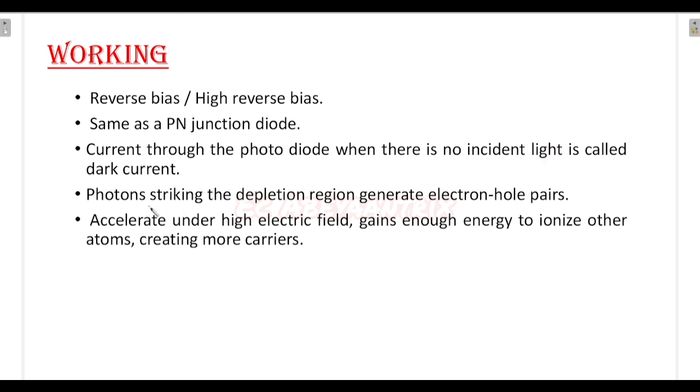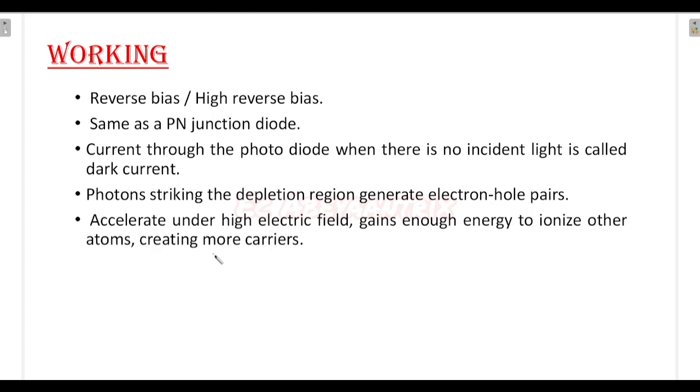And as a result of light, the photons striking the depletion region generate electron hole pairs, right? The photons mean the light, because light contains packets of photons. As a result of photons striking the depletion region or the PN junction, it generates electron hole pairs. Under high reverse bias voltage mode, the electron hole pairs get accelerated under a high electric field and gain enough energy to ionize other neighboring atoms too. As a result, more carriers are generated and a greater amount of photocurrent flows.